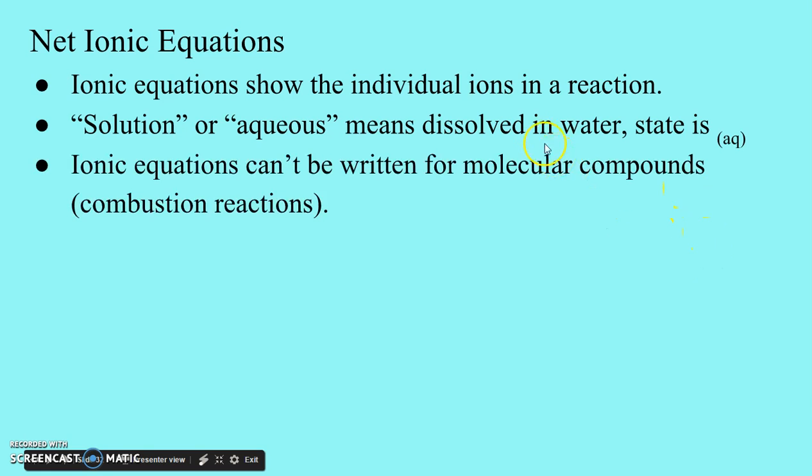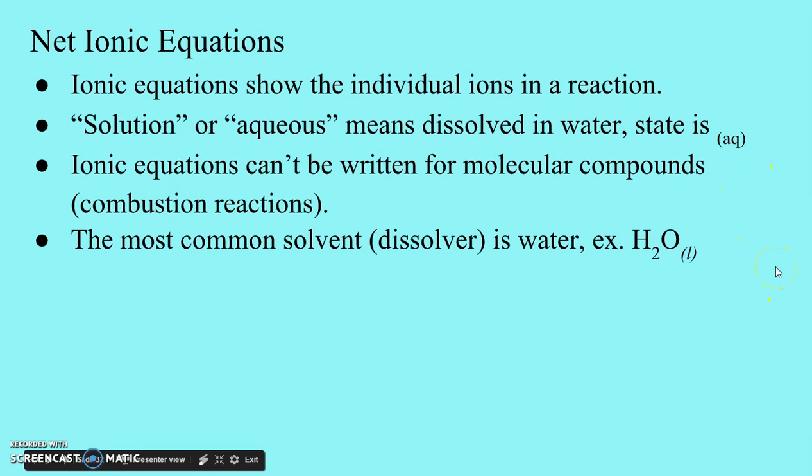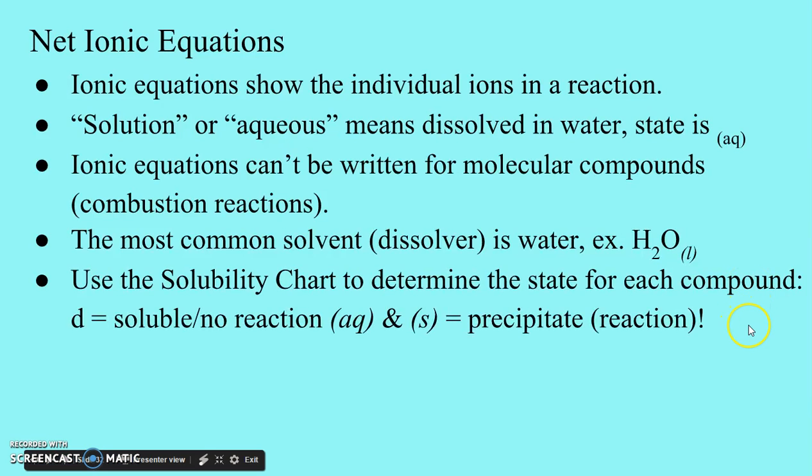Ionic equations can't be written for molecular compounds like combustion reactions, because things are not going to be dissolved in an aqueous state. So there's only a handful of equations you can really do this with, which is why they're specifically the ionic equations. The most common solvent, or dissolver, is water, but there are things that dissolve in ethyl alcohol or vinegar, or oils that don't dissolve in water. We're going to have to use our solubility chart here to determine the state for each of the compounds.